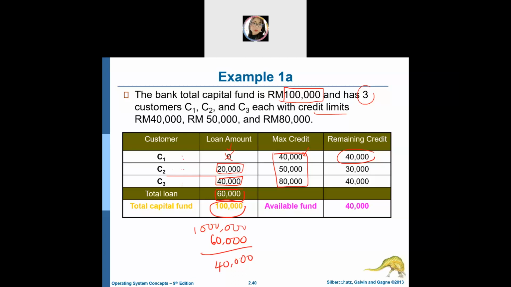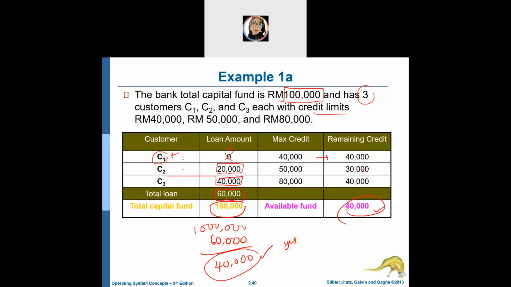But you need to check also whether this C1 can make another loan of 40. Okay, let's say C1 suddenly wants to make a loan. Can you support? Yes, you can support. Then it's okay. Let's say C2 also wants a loan. Yes, you can support, still within the available fund. But of course, you can support only one. If this one already occupies everything, then you cannot give permission to the others. But still you want to check whether you are safe or not.